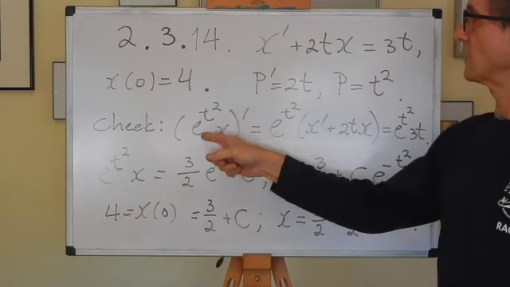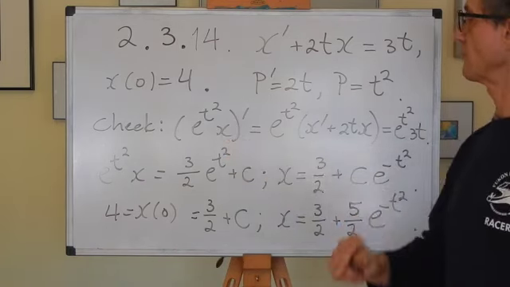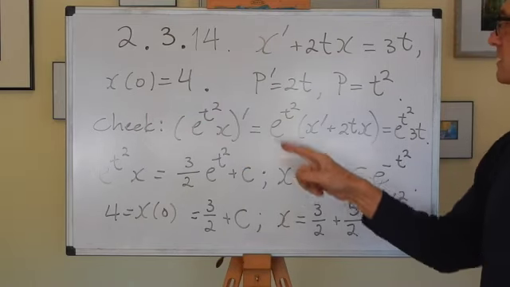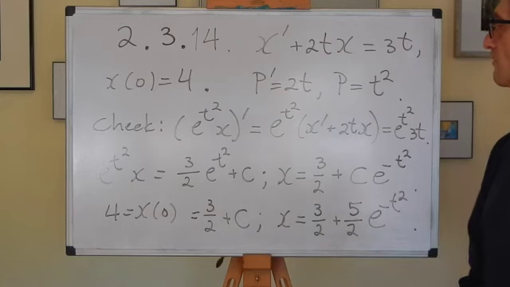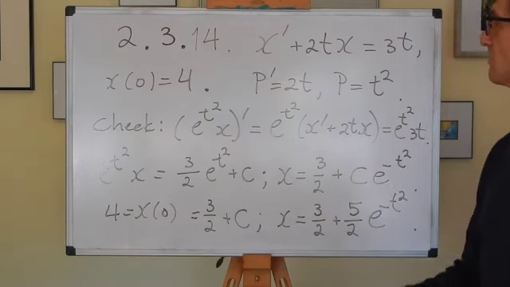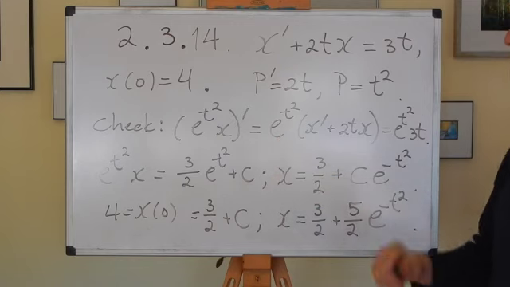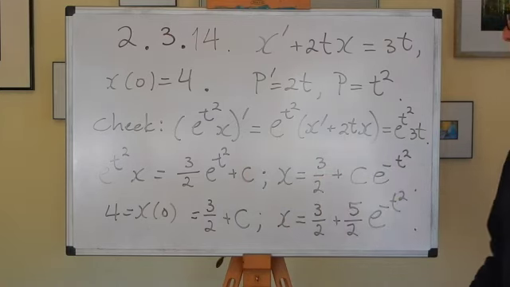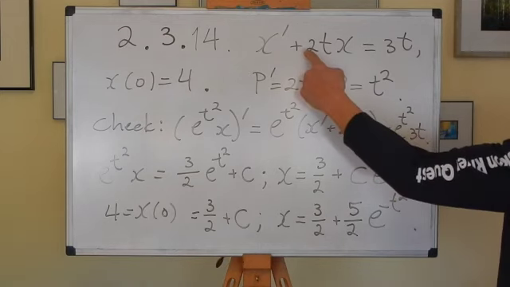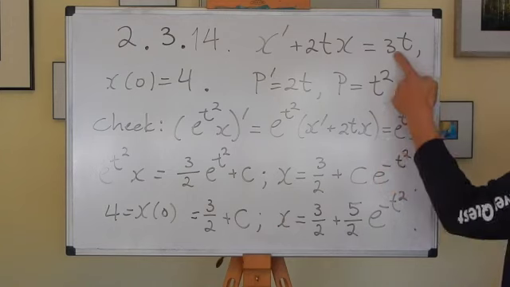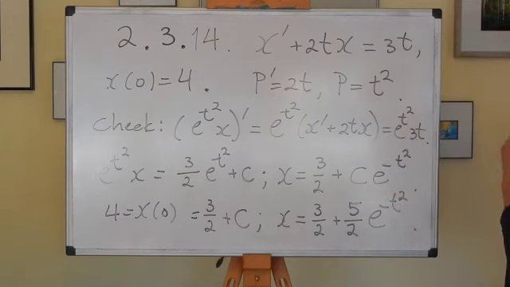Let's check. If we take e to the t squared times x, differentiate that product, we get e to the t squared times the derivative falling on x. And then when we differentiate the e to the t squared, we get the e to the t squared again times 2t, and of course the x was there. And so we indeed have x' plus 2tx multiplying e to the t squared, and so we get e to the t squared times 3t.